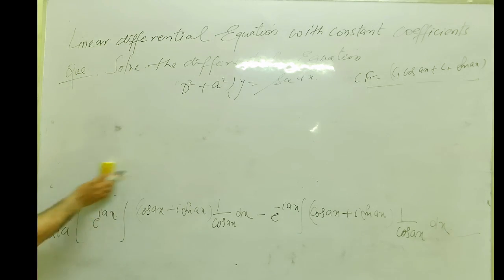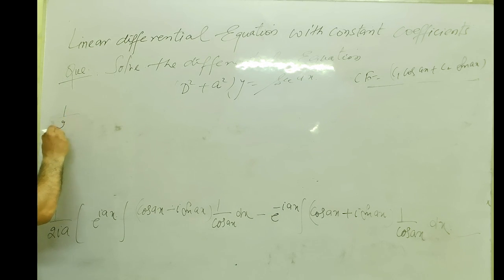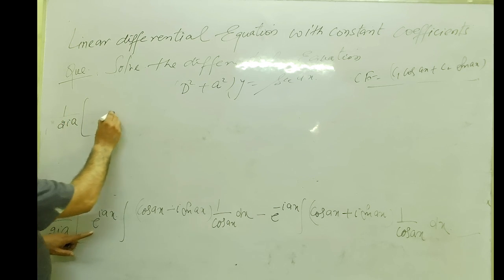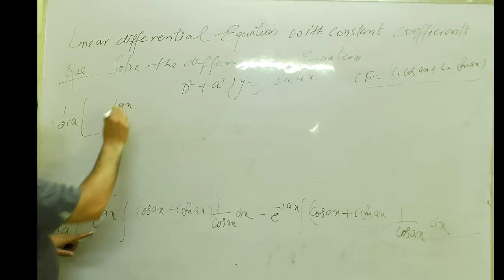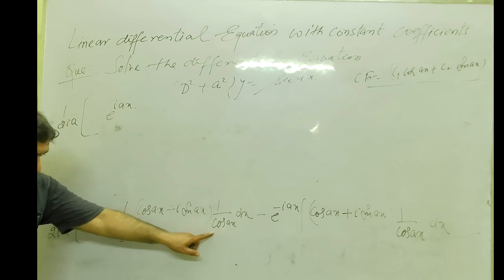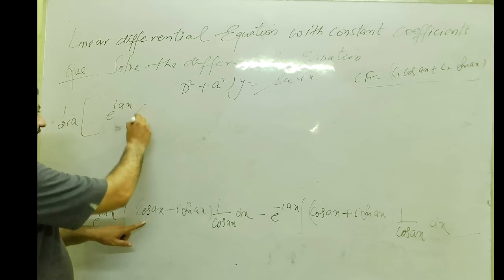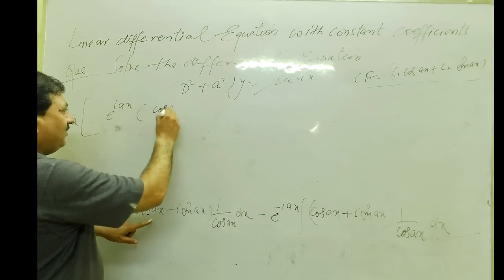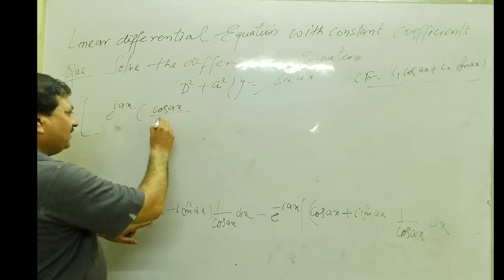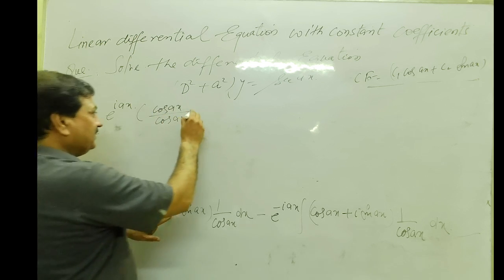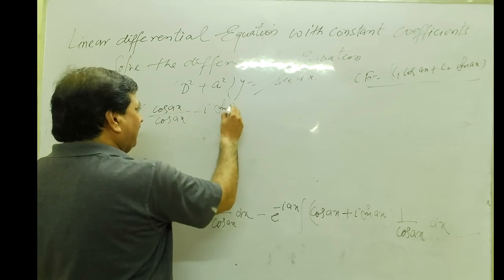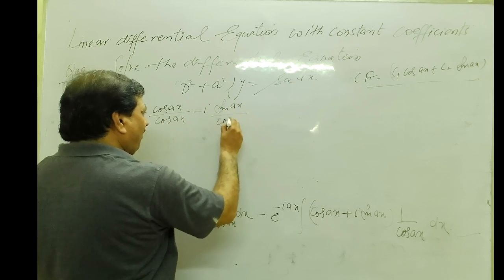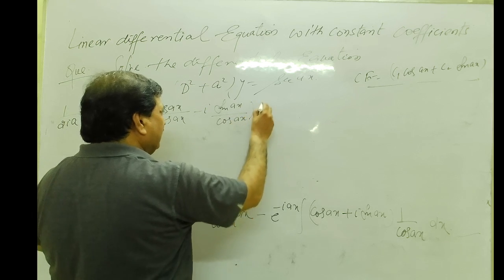My dear students, in this important problem, 1 upon 2i is common throughout, and this is e to the power iax. After that, multiply cos ax by cos ax. This is cos ax by cos ax minus i sin ax by cos ax, dx.